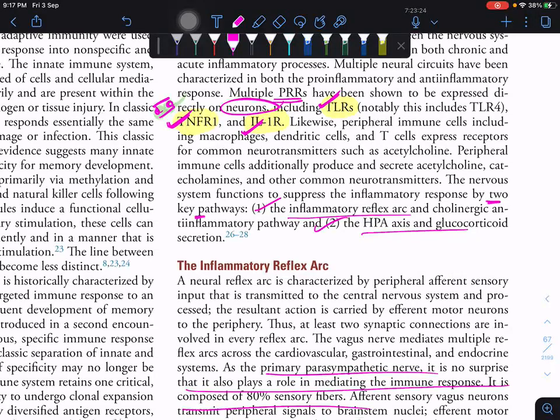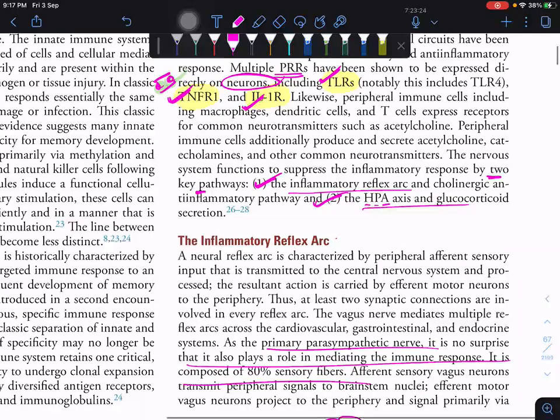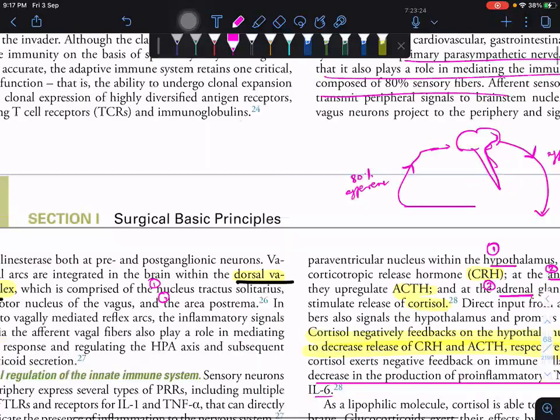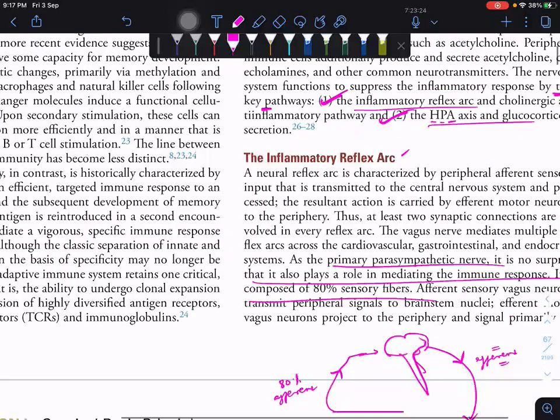One is the inflammatory reflex arc via the cholinergic pathway, and the second one is the HPA axis and the glucocorticoid secretion. So HPA means hypothalamic pituitary adrenal axis. Okay, these two axes are present. One is the inflammatory reflex arc, and another one is the HPA axis. Both are involved in the immune system. How they are relating to the immune system, we will see.